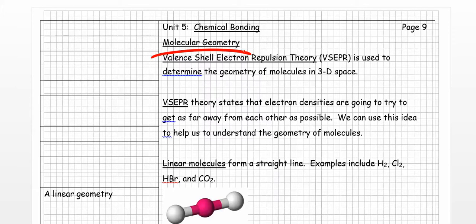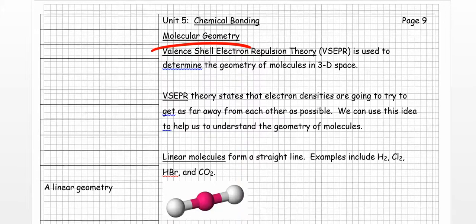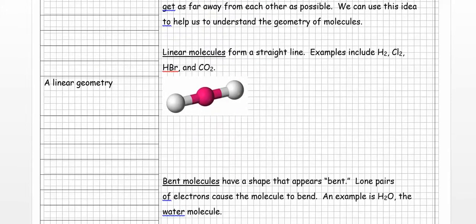So VSEPR theory states that electron densities are going to try to get as far away from each other as possible. And we use this idea to help us understand the geometry of molecules, okay? Remember that electrons are negatively charged. They're all negatively charged. So electrons are going to try to get as far away from each other as they possibly can, all right?